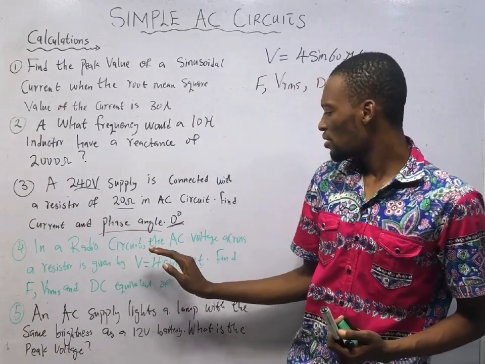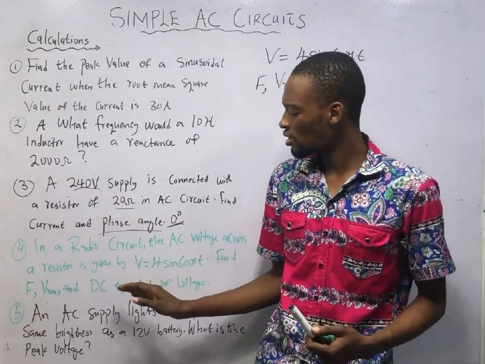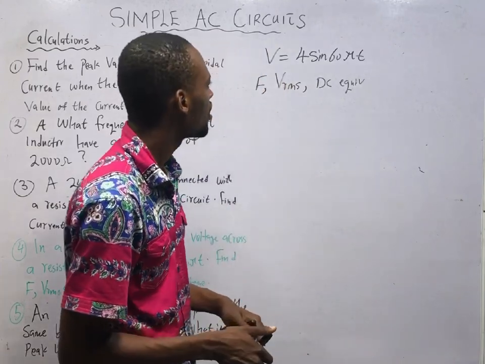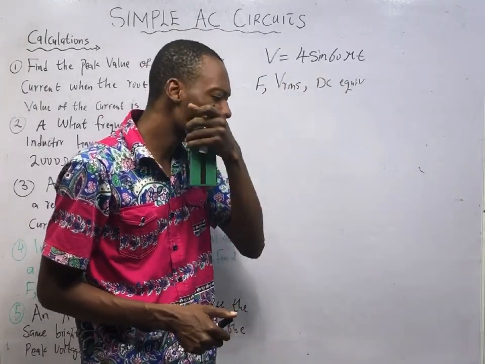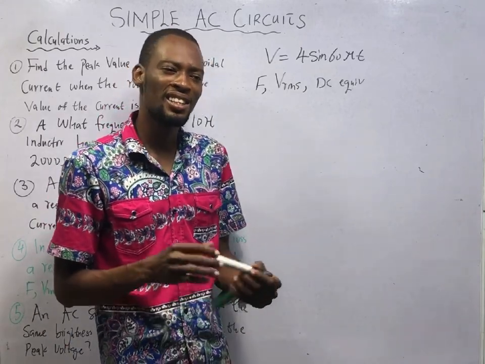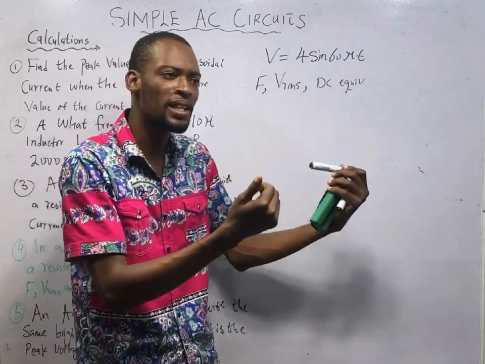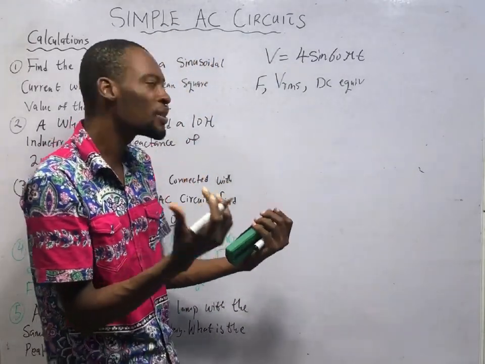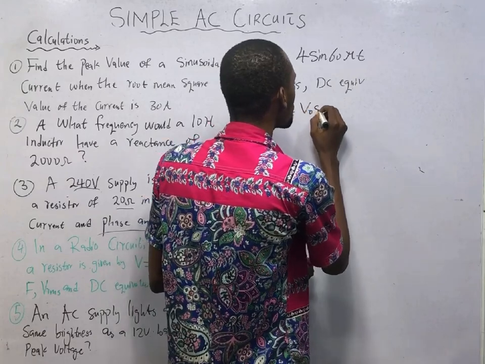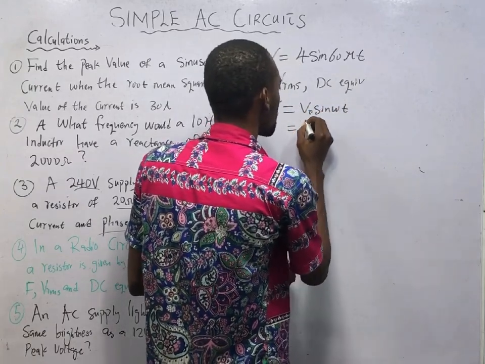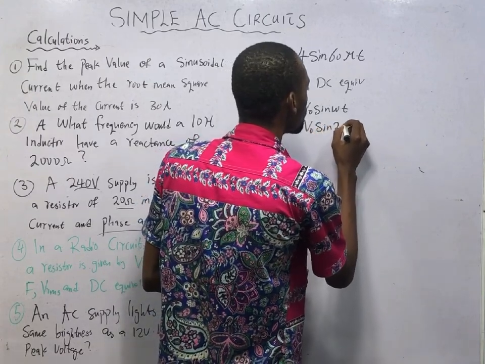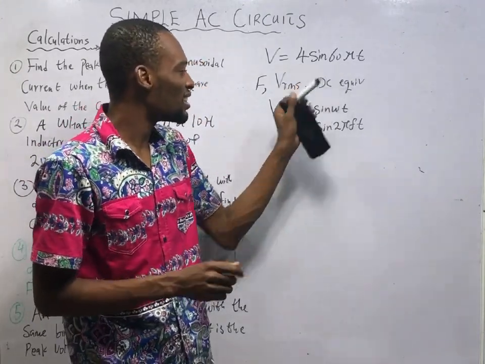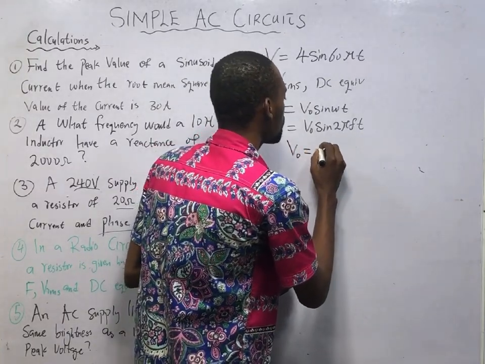We are given the radio circuit, the voltage across the resistor to be this. We are asked to find the frequency and the root mean square value of the voltage. Now, when you see voltage with sine or current with sine, what did I explain? I explained that they are the instantaneous value, the value of current or voltage at any given time. The general formula for instantaneous voltage is V equals V naught sine omega t, which is the same thing as V naught sine 2 pi f t, since omega equals 2 pi f. Comparing this and this, the peak voltage is simply 4 volts.